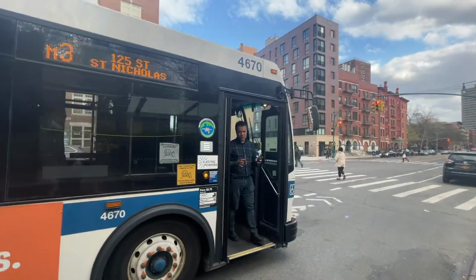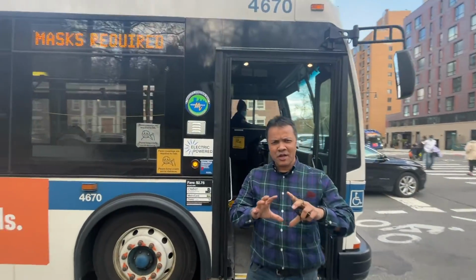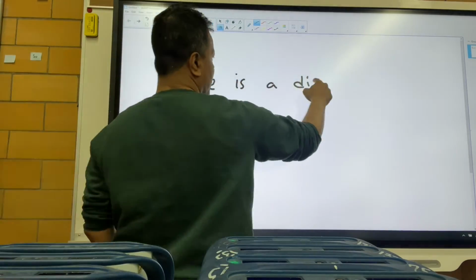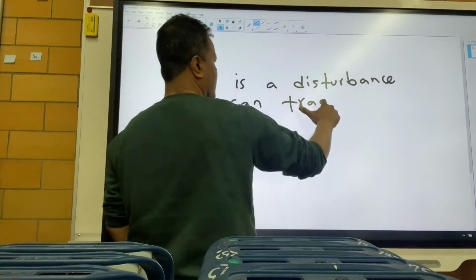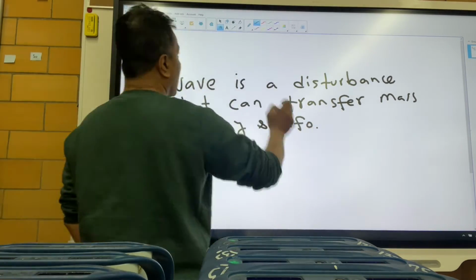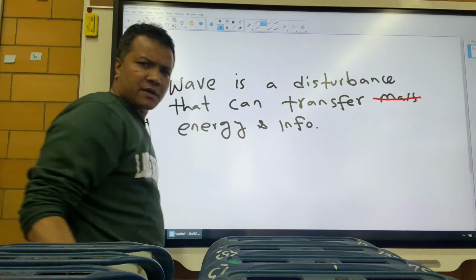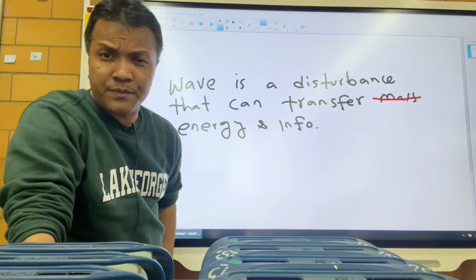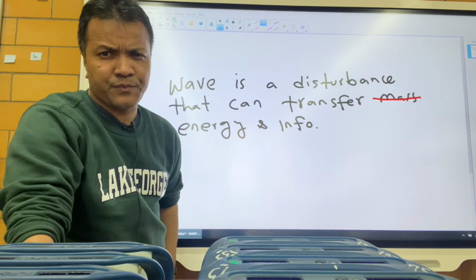Today we're going to discover the connection between waves and energy, and how you can create a wave to transfer the energy from one location to another location for that matter. Now, a wave cannot transfer mass, it can only transfer the energy and the information.